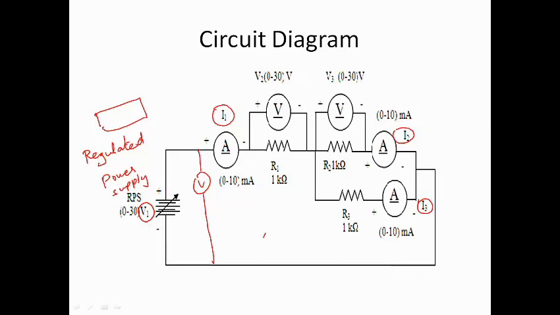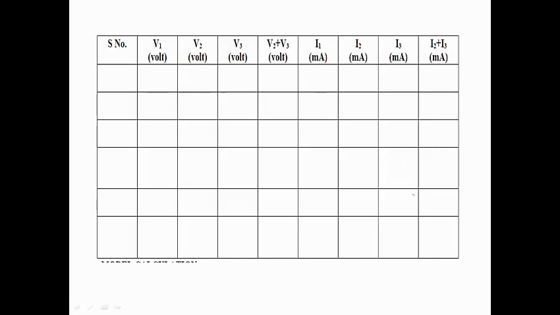Obviously this V1 should be equal to the voltage drops V2 and V3, or V1 plus V2 plus V3 should be equal to 0, that is KVL. And your KCL is this ammeter current I1 should be equal to I2 plus I3. Then you need to tabulate the results. You have to tabulate your observations.